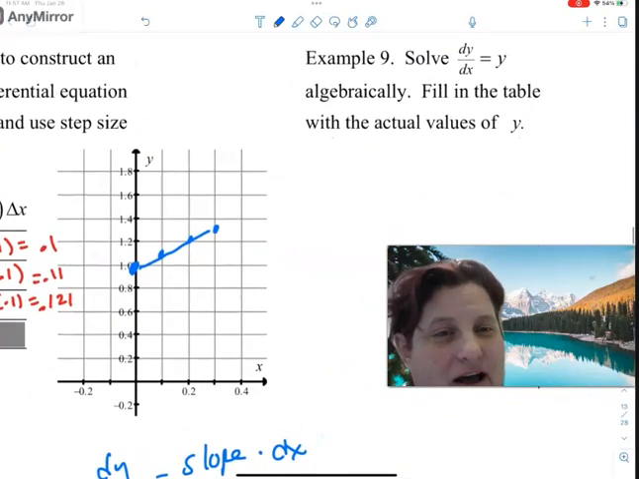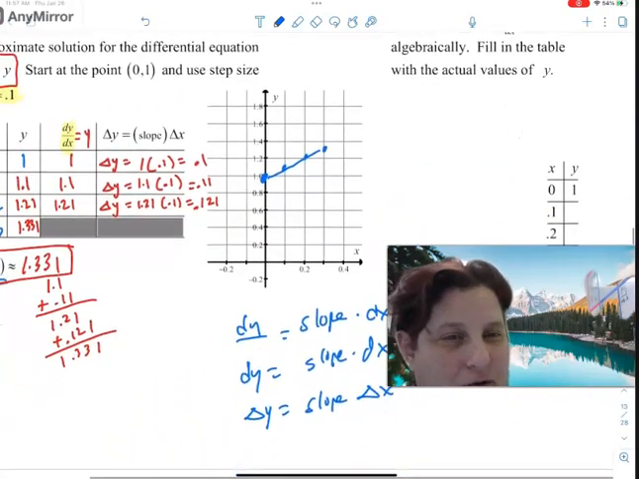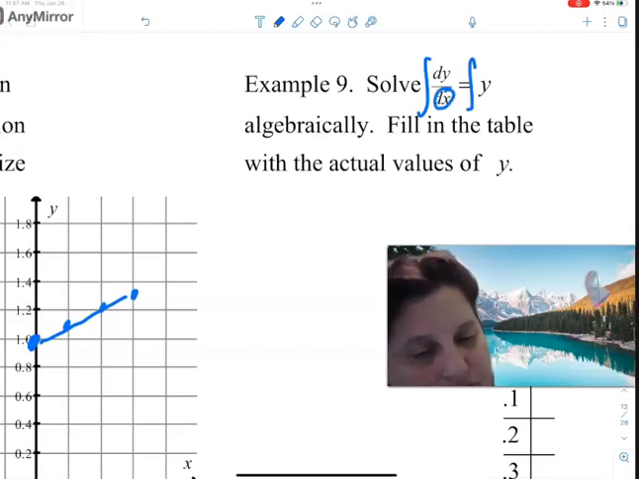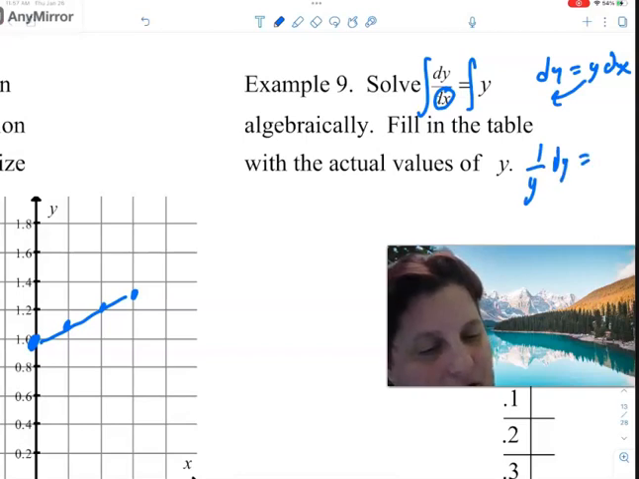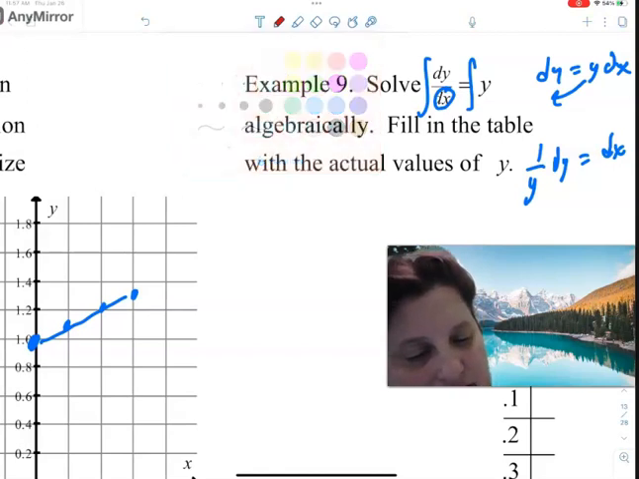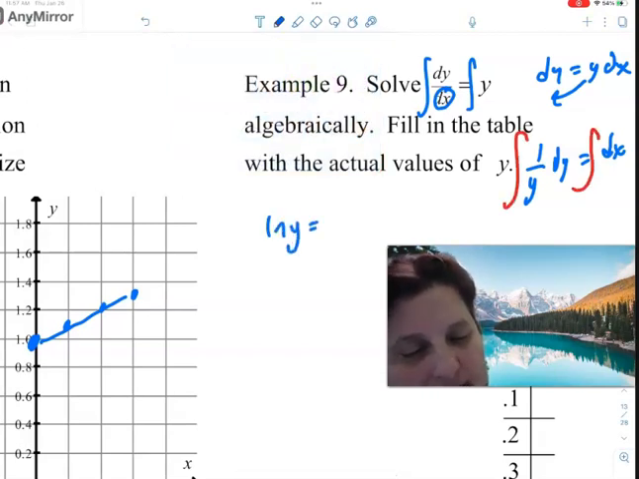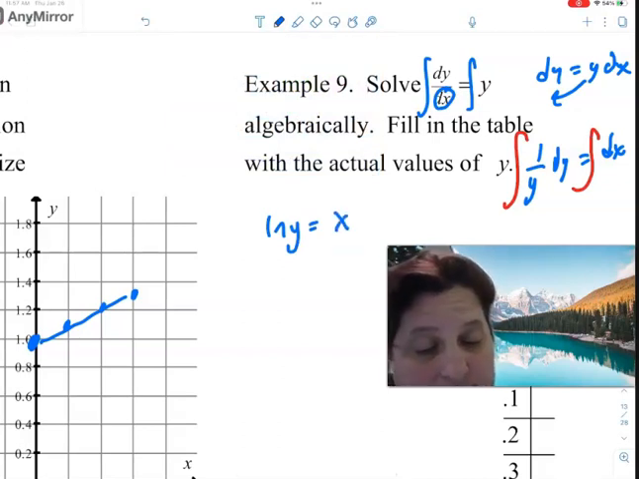Now, let's solve this algebraically and fill in the actual values. I think we're going to separate the differentials just to see what this looks like. So I'm going to move the dx up here. It says dy equals y dx, and I'm going to move the y down here. So 1 over y dy equals dx. Let's go ahead and integrate this. The integral of 1 over y is ln of y, and the integral of 1 is x plus a constant.